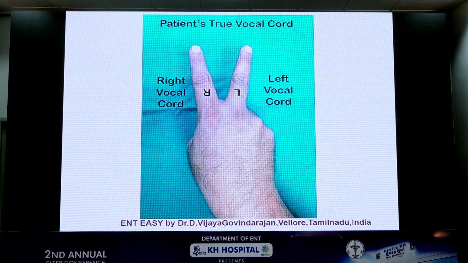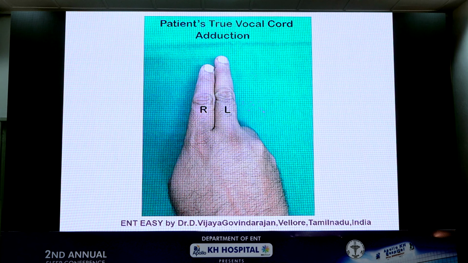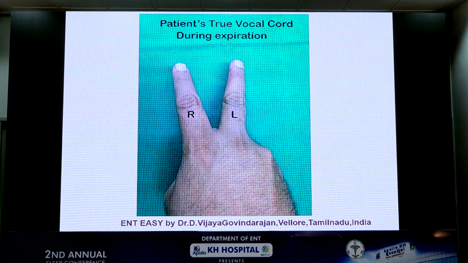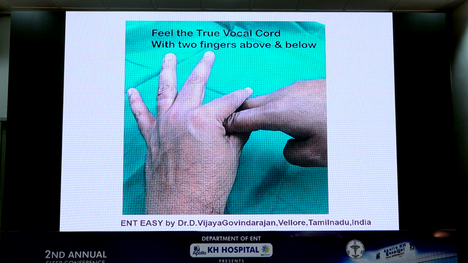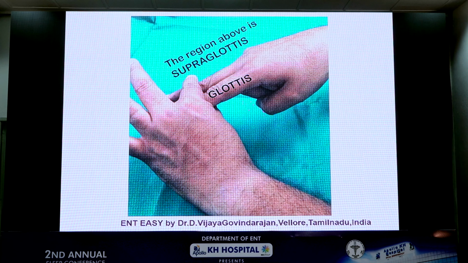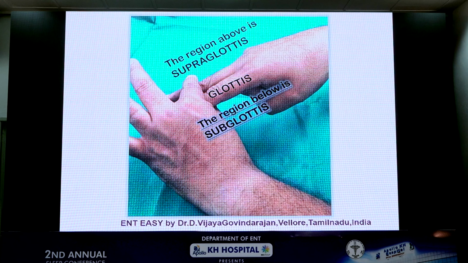You can show vocal cord palsy, everything in this hand model, and this is adduction, abduction, and deep inspiration, and this is during expiration. So this area of the vocal cord is called glottis, and anything above that is called supraglottis, anything below that is called subglottis.